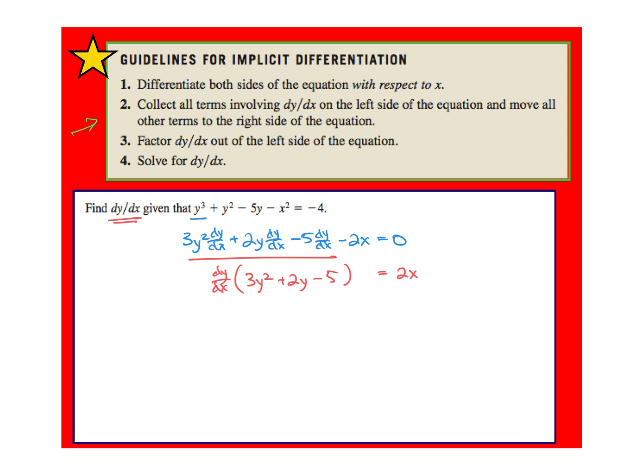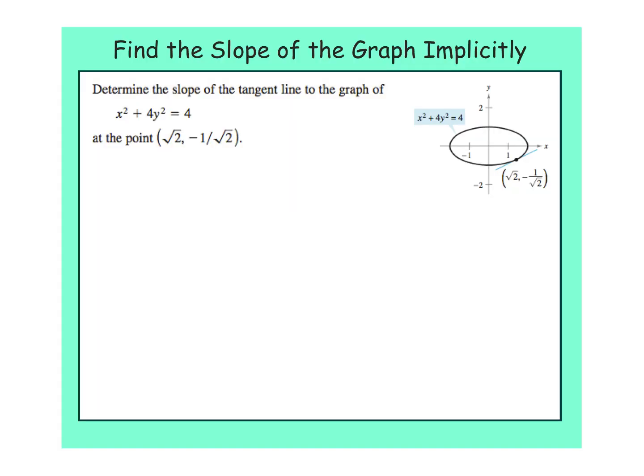So now, how do I actually solve for dy/dx? What's dy/dx in that quantity doing? It's right now being what? Multiplied. So what do we want to do? We want to divide. So now we have dy/dx is equal to 2x over 3y squared plus 2y minus 5.